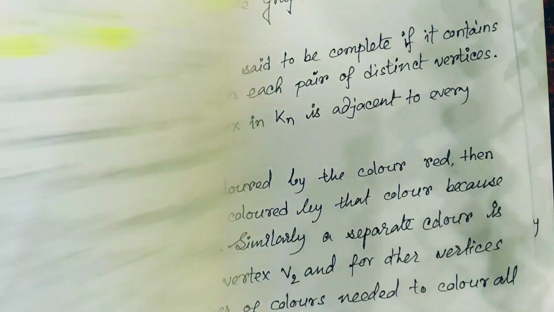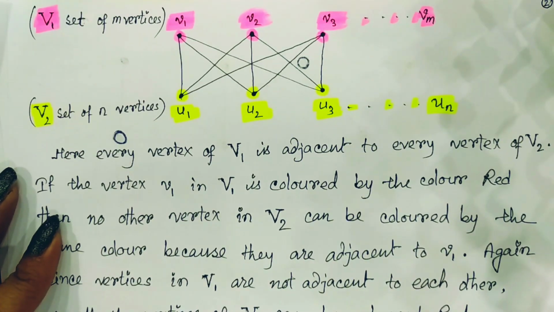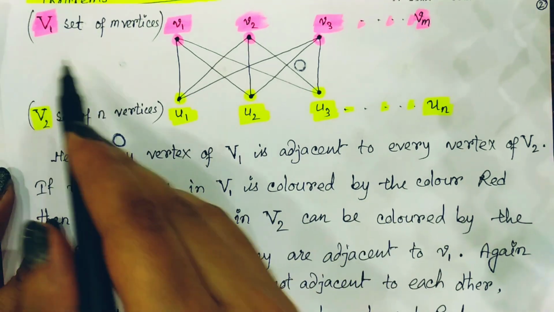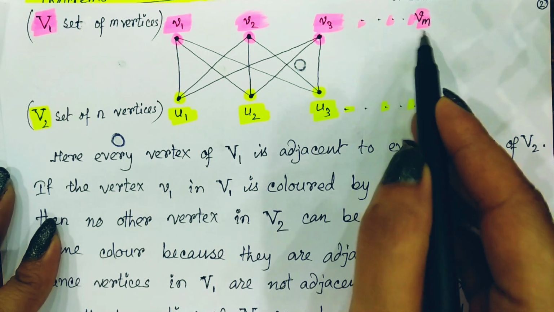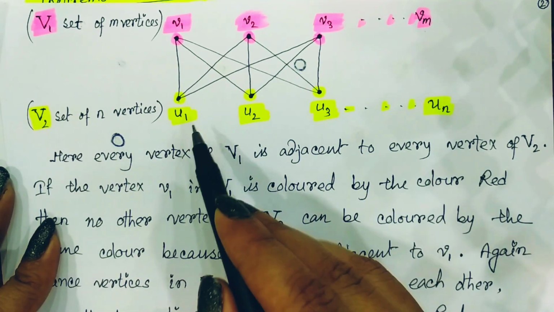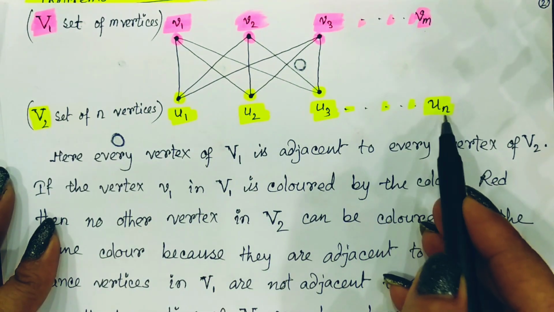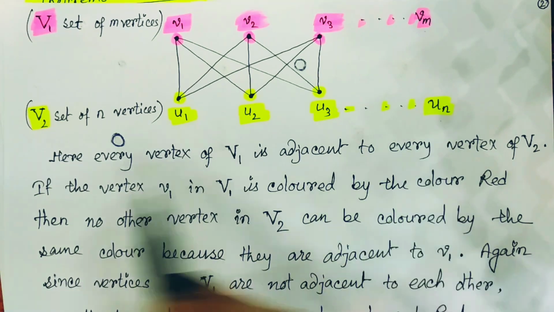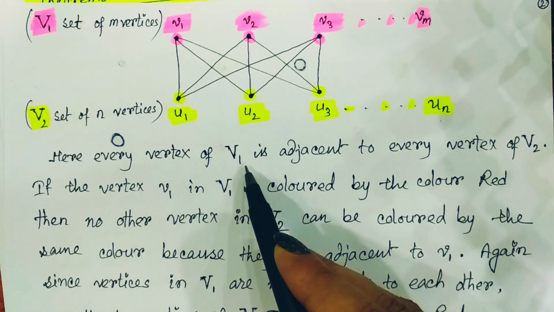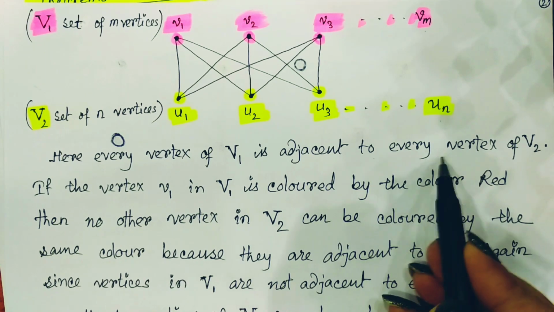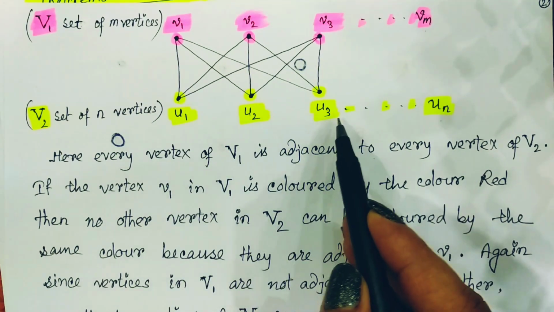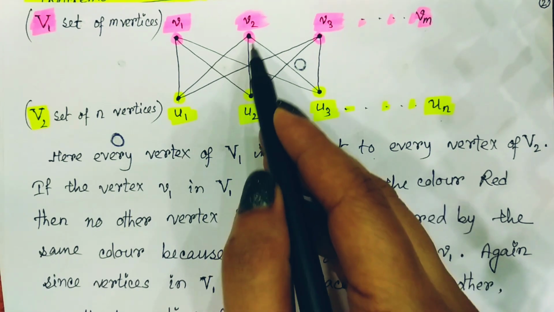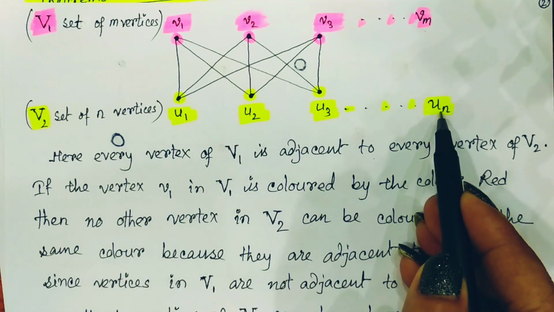So, for example, suppose this one is the given bipartite graph. Here the V1 set contains the vertices v1, v2, v3, and so on up to vm, and the V2 set contains the vertices u1, u2, u3, up to un. Now here every vertex of V1 is adjacent to every vertex of V2. That means v1 is adjacent to all these u vertices, and v2 is adjacent to all those u vertices.